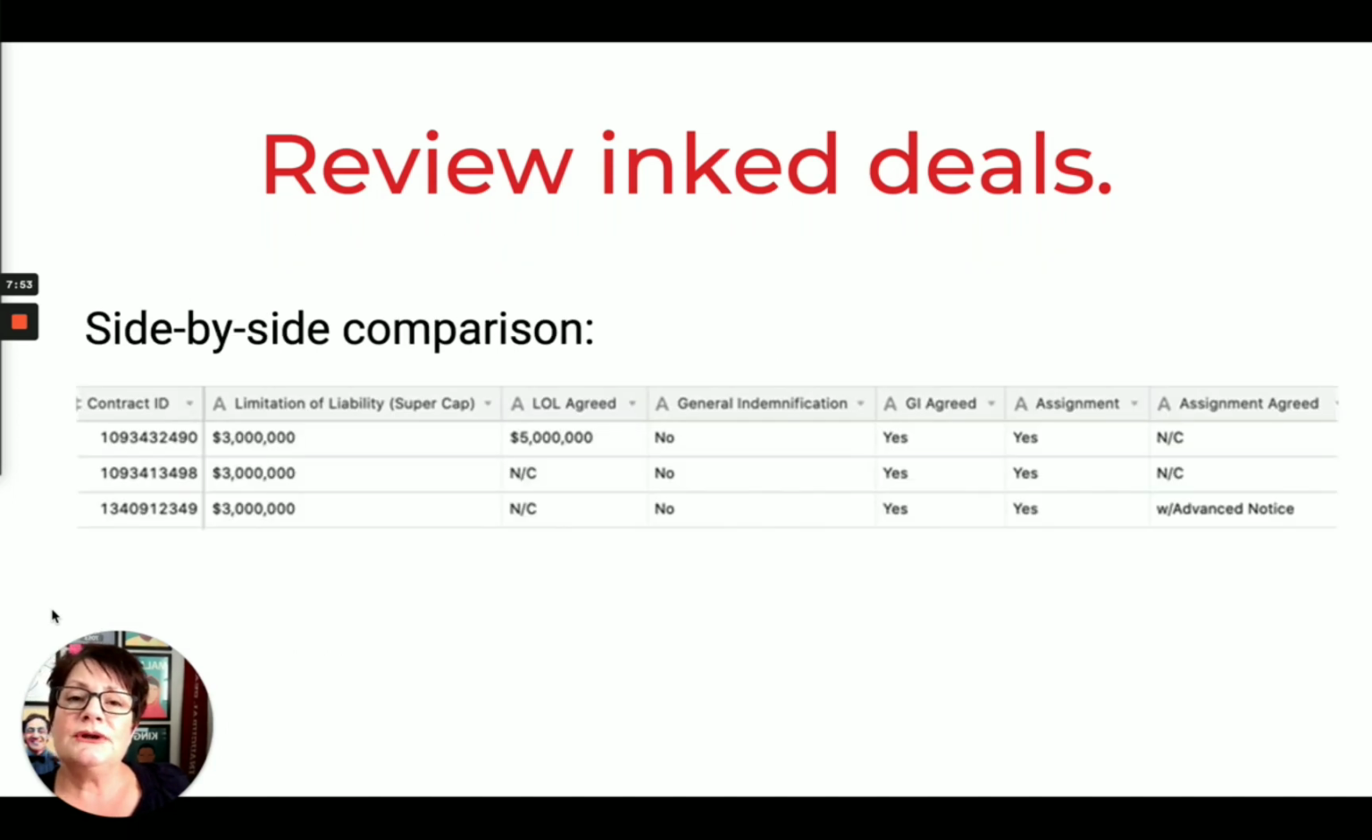Then you're going to track each provision and determine whether the buyer agreed to your standard provision or if you agreed to a deviation. I'm not going to kid you, pulling this together and setting up the system to track the data and then getting the data into the system is a pretty heavy lift.